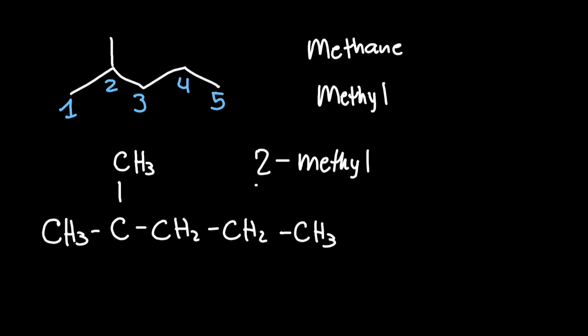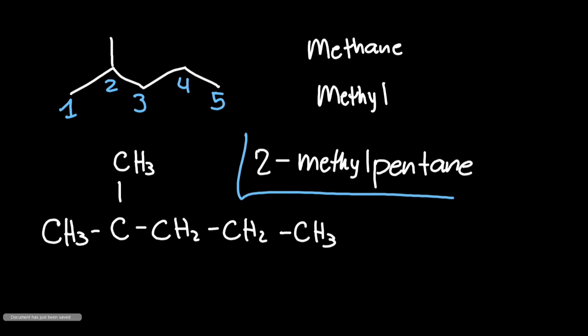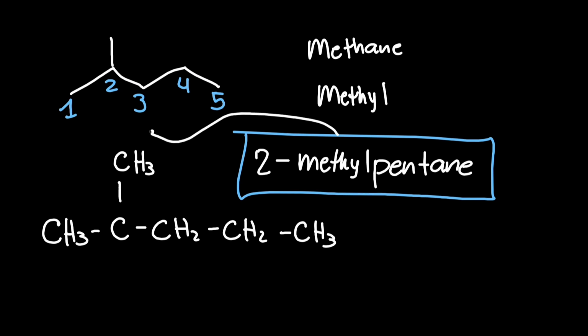Now that we have our substituent name, let us now get the parent name. We have 5 carbons here. 5 carbons would be equal to pentane. So just add pentane right here. And so this would be your final name for this structure.